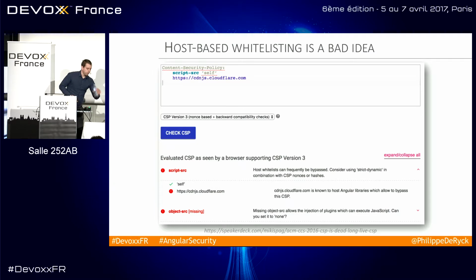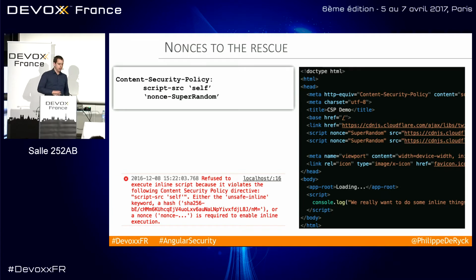So what should you do? Essentially what you want to do is use nonces. A nonce is a random value you can add to your policy. So you say nonce dash and then a random value, which is more random than the word super random, but it's to prove a point. And then you add the same nonce here in the script tags.